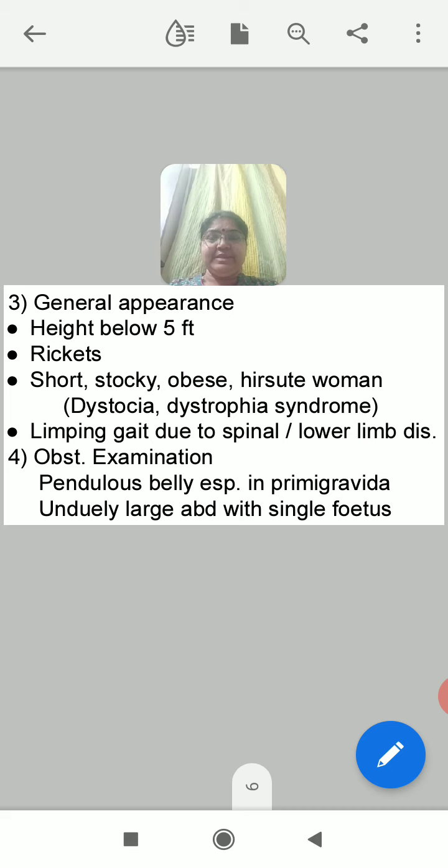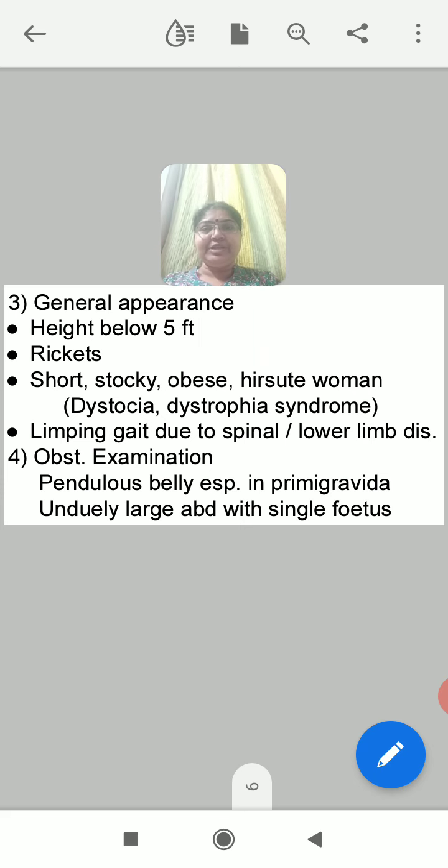General appearance that you again find on case taking or examination of the patient. Height is below 5 feet, so the woman is of short stature. In the short stature woman, the contracted pelvis is quite common. Rickets. Short, stocky, obese, hirsute woman. She will have dystocia dystrophia syndrome. Limping gait due to spinal or lower limb disease.